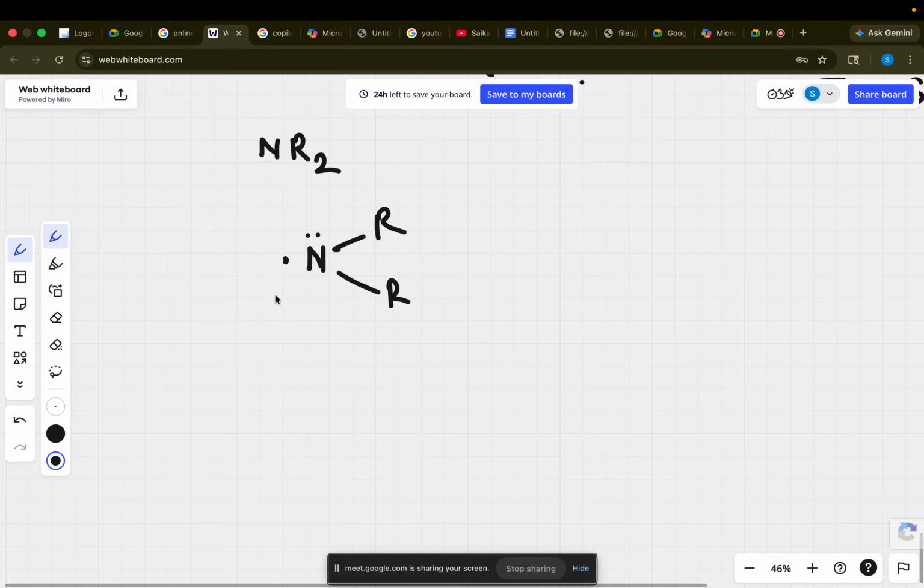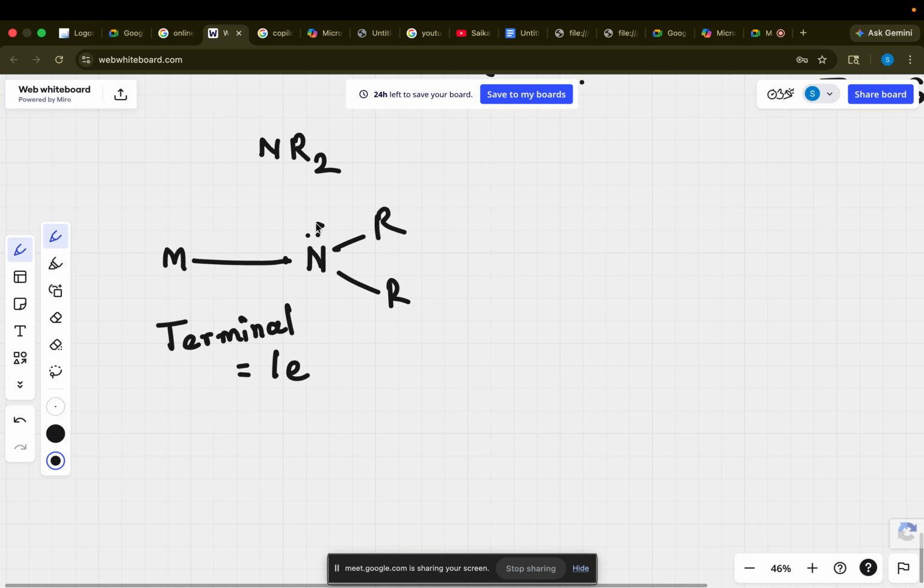Now see, this odd electron can form a covalent bond with the metal center. That is your terminal. So if I am talking about a terminal ligand, how many electrons is nitrogen donating? In the terminal mode, it is donating one electron. This NR2 ligand, if it is acting as a terminal ligand, is donating one electron.